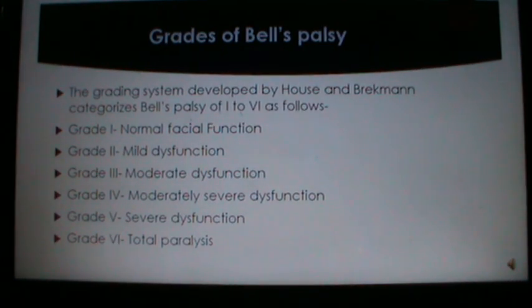Grades of Bell's palsy. The grading system developed by House and Brackmann has 6 categories. Grade 1 is normal facial function, grade 2 mild dysfunction, grade 3 moderate dysfunction, grade 4 moderately severe dysfunction, grade 5 severe dysfunction, grade 6 total paralysis.